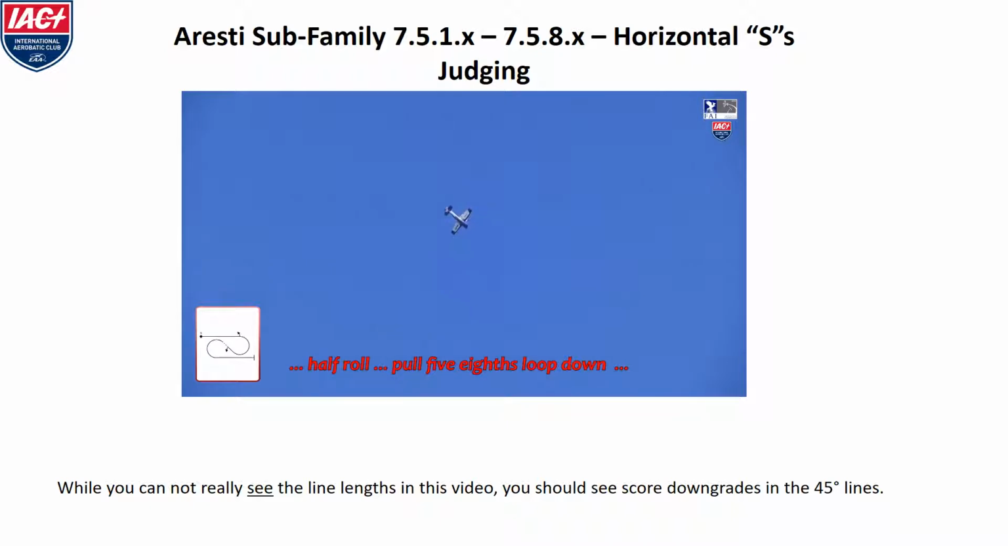Half roll, pull, 5/8 loop down to 45 up. Half roll to inverted. Pull, loop down. End loop level, upright.